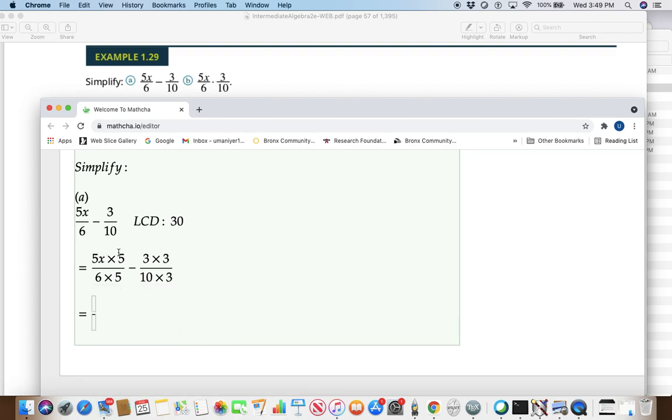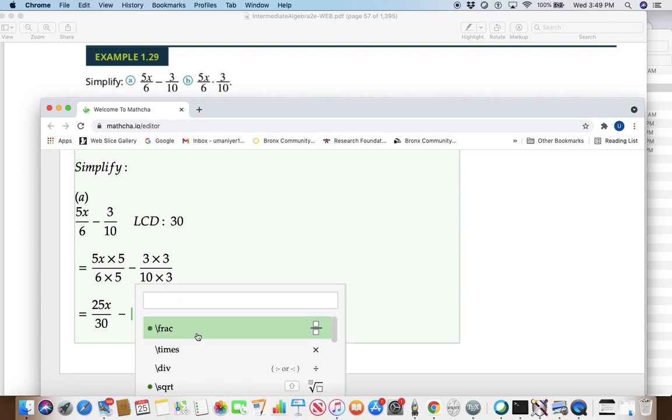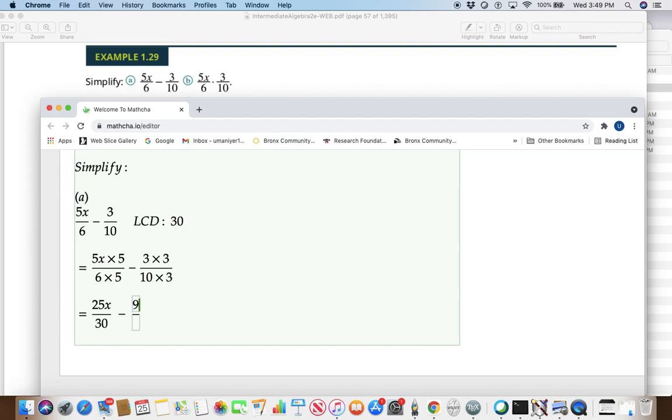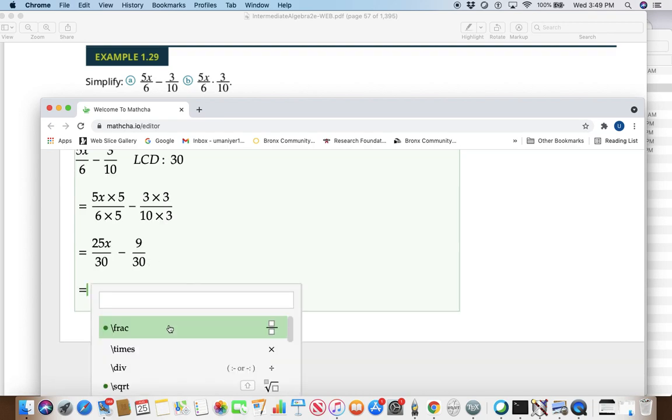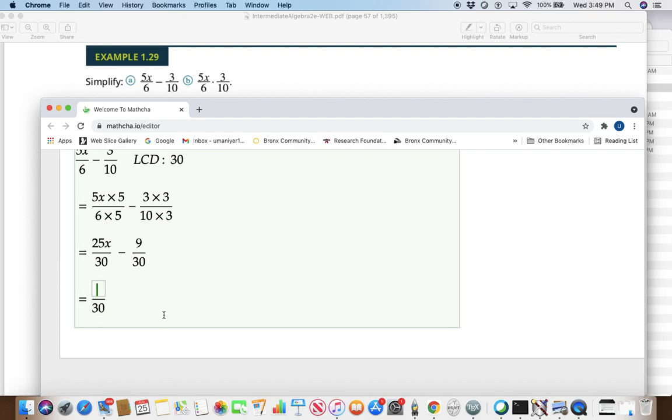So 5x times 5. 5 times 5 is 25. x is simply a variable. So this is 6 times 5 is 30, minus the fraction 3 times 3 is 9, 10 times 3 is 30. So this gives us equals the fraction with 30 in the denominator, 25x minus 9. This cannot be simplified anymore, so we stop here.